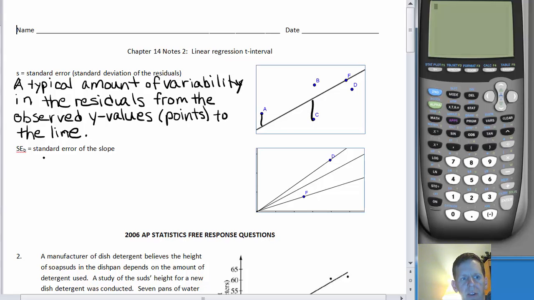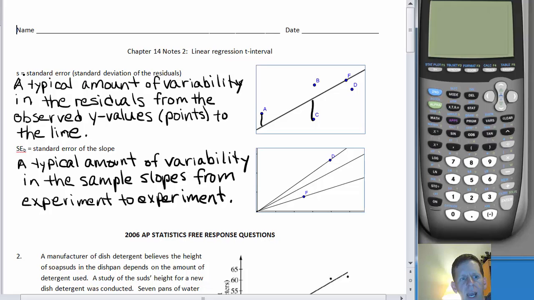We're also going to look at another type of standard error, abbreviated SEB, which stands for the standard error of the slope. B is the variable that we use for slope, and the standard error of the slope is also a typical amount of variability in the sample slopes from experiment to experiment.